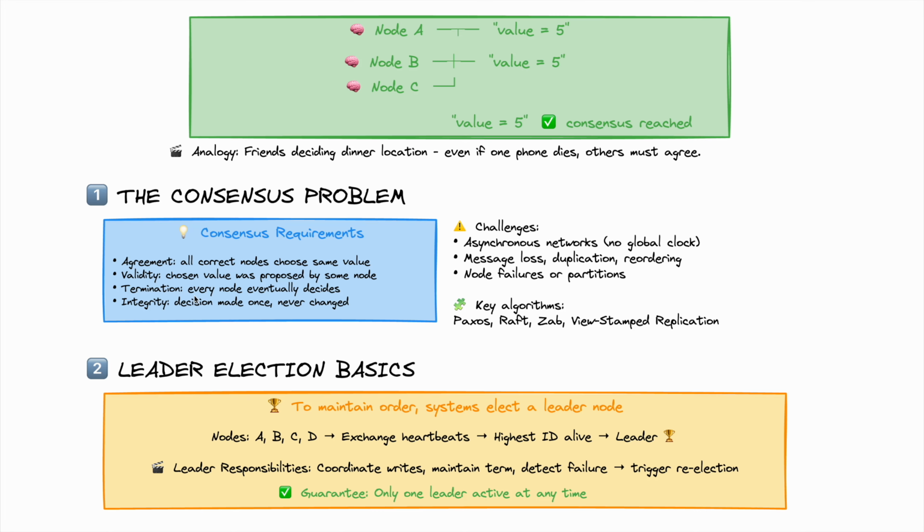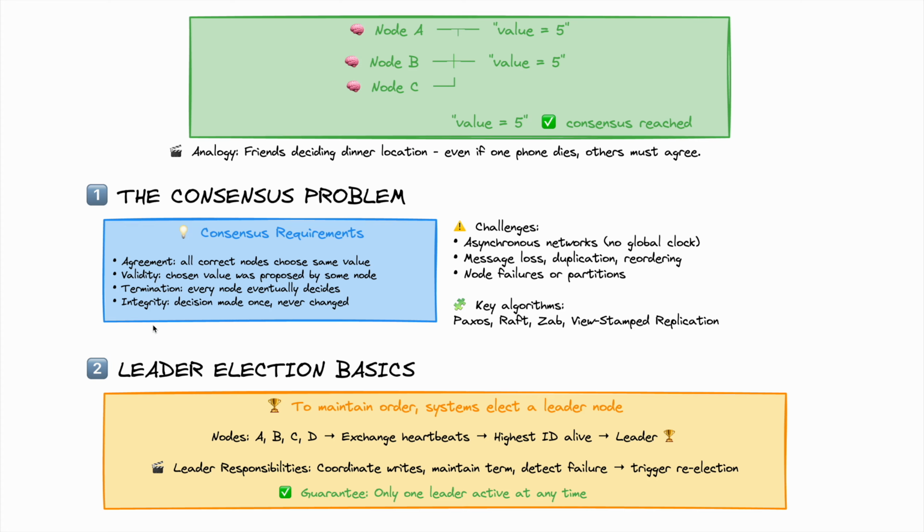Another one is termination. Termination means that every node eventually decides. Again, let's take this example. We have 3 nodes, and at the time the decision is made, one of the nodes is not available because of a network issue or some other issue. But eventually, that node also decides. That node also accepts that value.